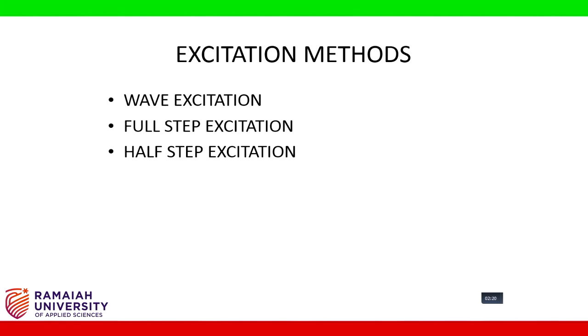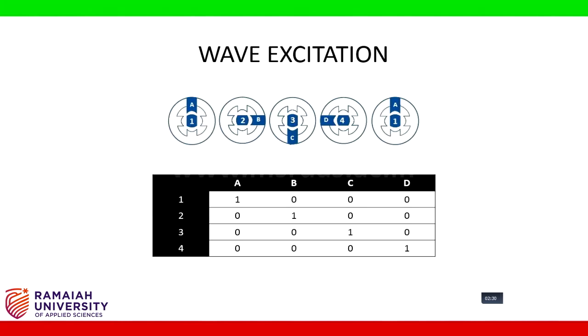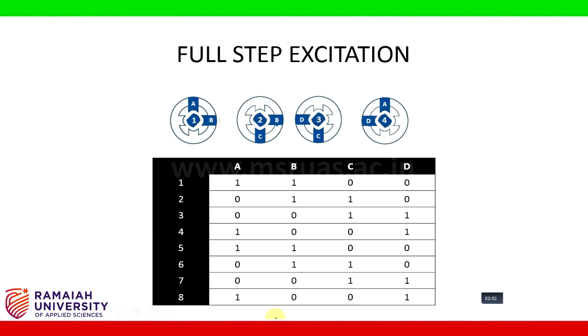So, based on the sequence in which the coils are excited, there are different excitation methods, namely wave excitation, full step excitation, half step excitation. Wave excitation. In wave excitation, a single coil is excited in sequence one after the other, such that the rotor rotates 360 degree in steps of 90 degree each. The table shows the sequence of excitation.